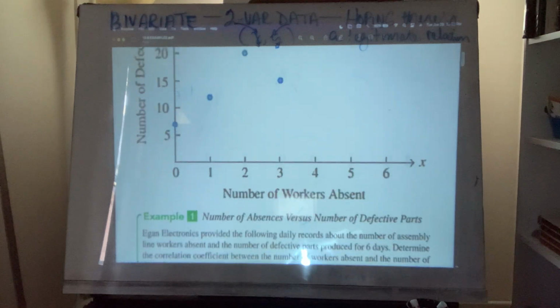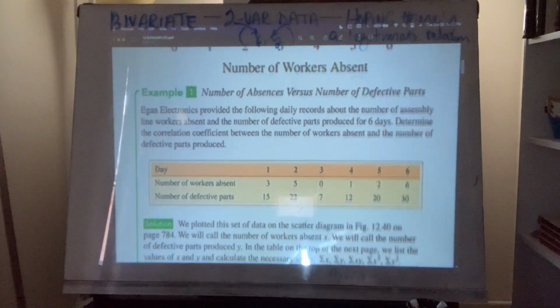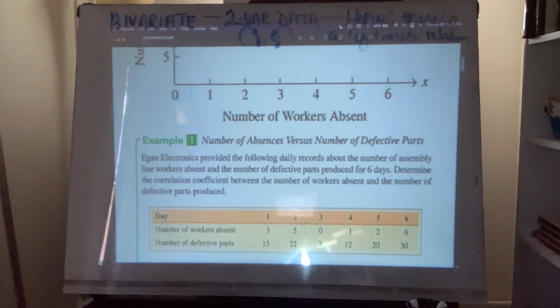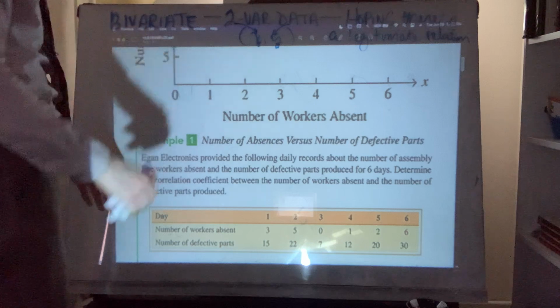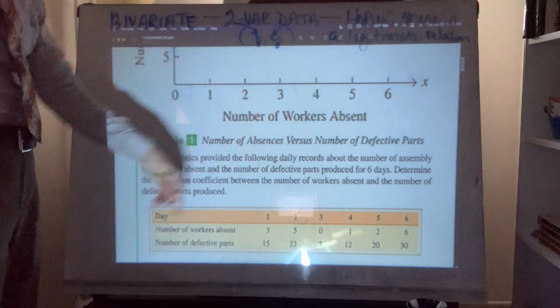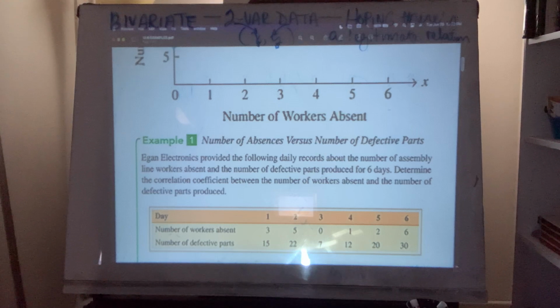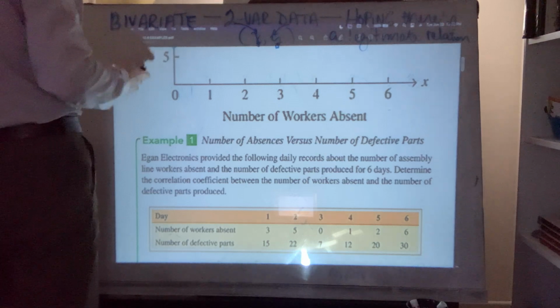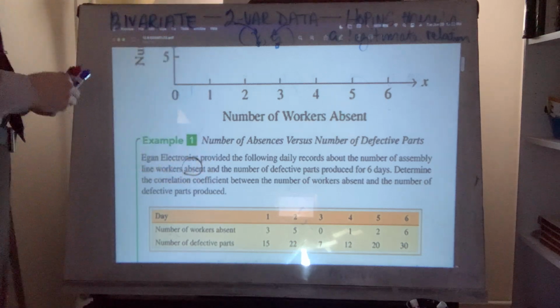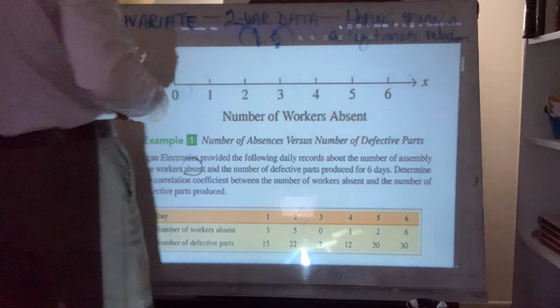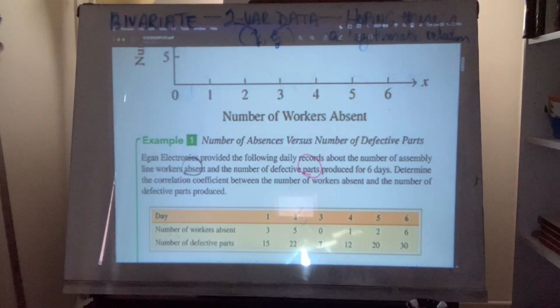What we're after is calculating the correlation coefficient, because that will help us legitimize our assumption that there is a legitimate relationship. Egan Electronics provided the following daily records about the number of assembly line workers absent, right? Absentees, and the number of defective parts produced for 6 days. Determine the correlation coefficient between the number of workers absent and the number of defective parts.